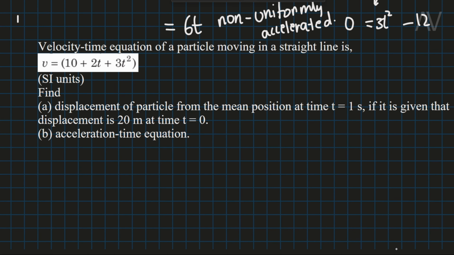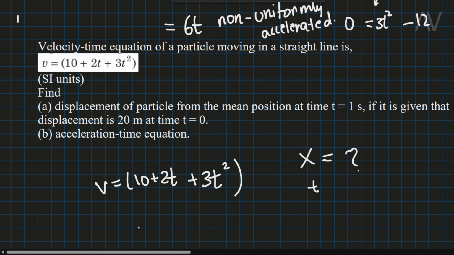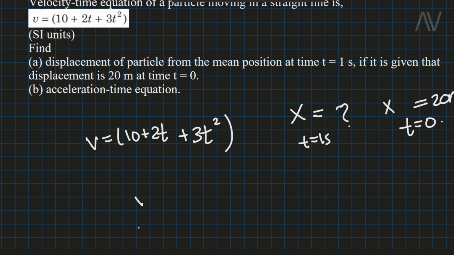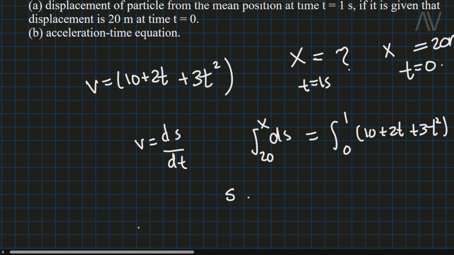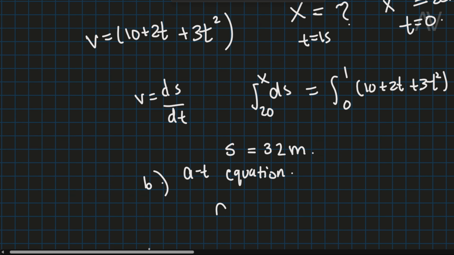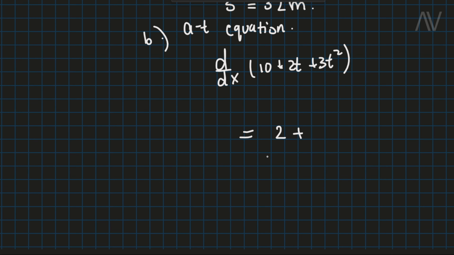In this question, velocity is given as a function of time and we need to find the displacement of the particle from the mean position at t equal to 1 second. It is given that displacement is 20 meters at t equal to 0. We know velocity is ds upon dt. Integrating both sides, we would get ds is equal to the integration of velocity from t equal to 0. We know that the displacement is 20 meters, and when t equals 1 second the displacement is unknown. We would get the value of displacement to be 32 meters. Similarly, they have asked us to find the acceleration time equation. That is the differentiation of 10 plus 2t plus 3t square, which gives 2 plus 6t.